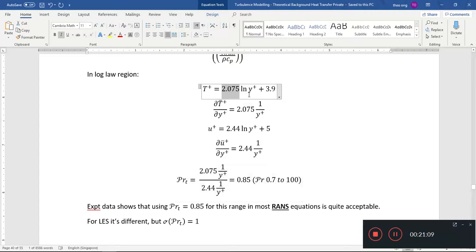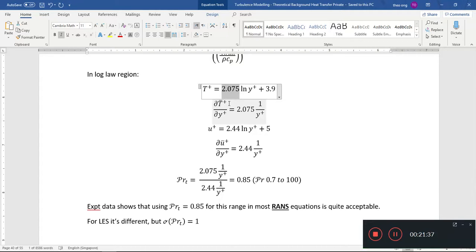So differentiating this, you get 2.075 over y plus. Differentiating this, you get 2.44 over y plus. And if you divide both of them through, you get the Prandtl number of 0.85. So if you change your Prandtl number to, let's say, 1, you would actually be changing the slope of the temperature log law layer profile, and you're not really doing much to change the intercept.